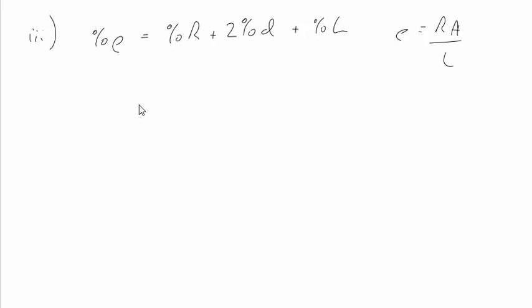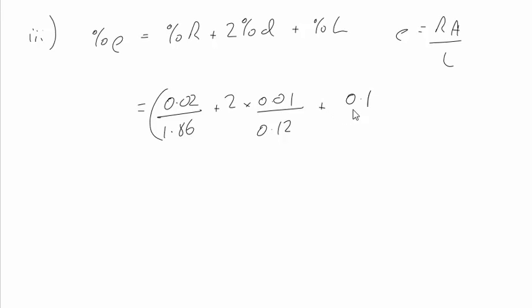Putting the values in, this is then 0.02 over 1.86 for the resistance, plus 2 times 0.01 over 0.12, plus 0.1 over 21. Multiply all that by 100 to give a percentage uncertainty, and that comes out at 18%.